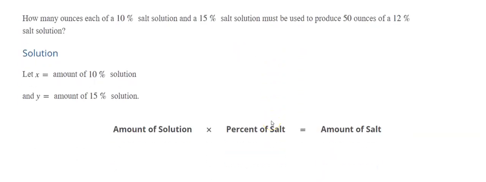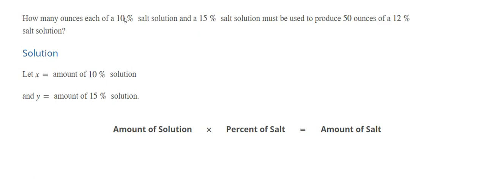Okay. This one right here, I'll let them go ahead and give us the X and Y. We have two different things, X and Y. Let's go here and start filling this out. How many ounces each of a 10% salt solution and a 15% salt solution must be used to produce 50 ounces of a 12% salt solution.